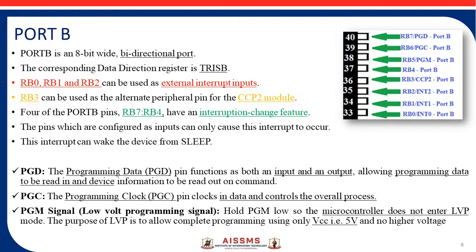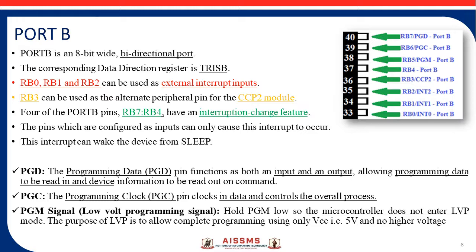Now move forward to the next port, that is port B. See here in this diagram, pin number 33 to 40, there are a total of 8 pins. Each pin works as bidirectional, means every pin works as an input as well as an output pin. So in port B, the data direction register TRISB is used. When TRISB equals 0, the pin works as an output pin, and when TRISB equals 1, the pin works as an input pin. Now see here, pin numbers 33, 34 and 35. These three pins, that is RB0, RB1 and RB2, provide the interrupt features, that is INT0, INT1 and INT2. If any interrupts occur while performing execution, at that time these pins handle the interrupts, internal interrupts as well as external interrupts.